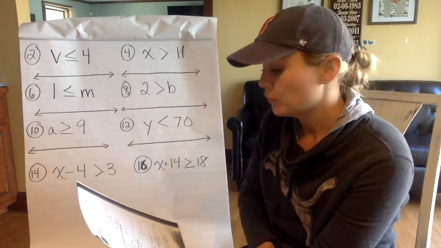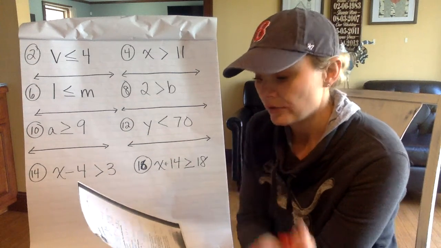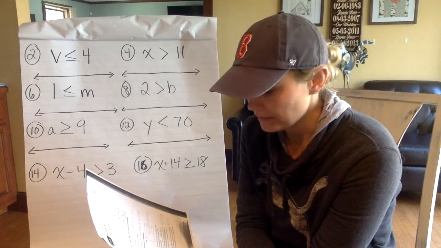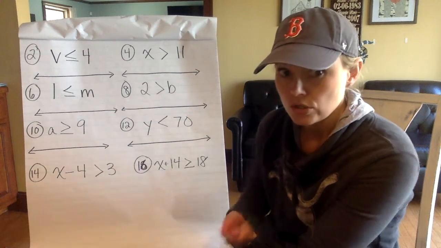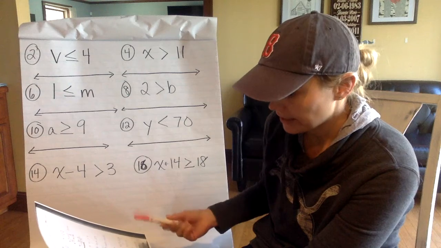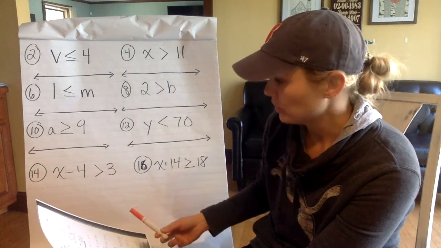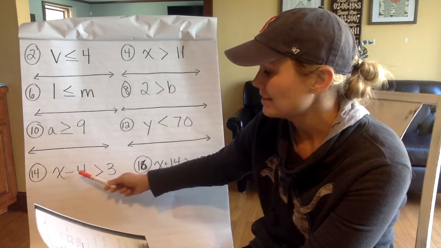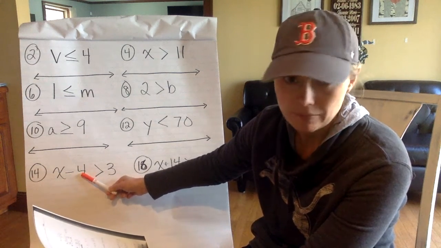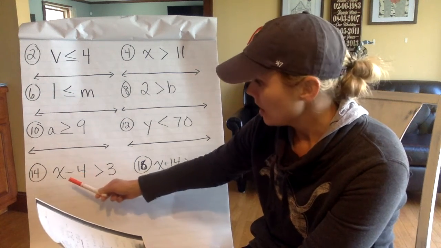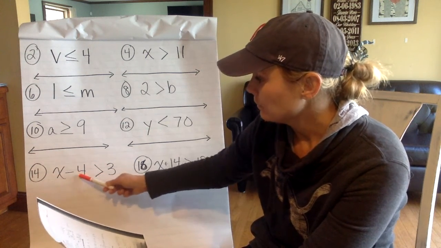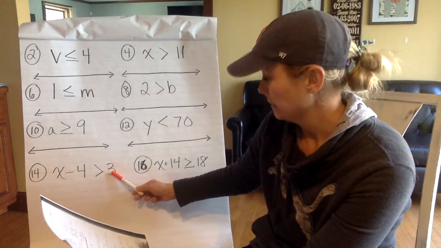Okay? In number 14, you had to write the phrase as an inequality, and then you also needed to solve the inequality. So in number 14, it says 4 less than a number, so we have to have x minus 4, not 4 minus x. And again, your variable doesn't matter. Okay? x minus 4 is greater than 3.